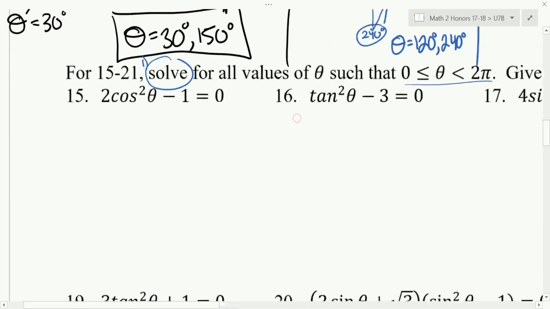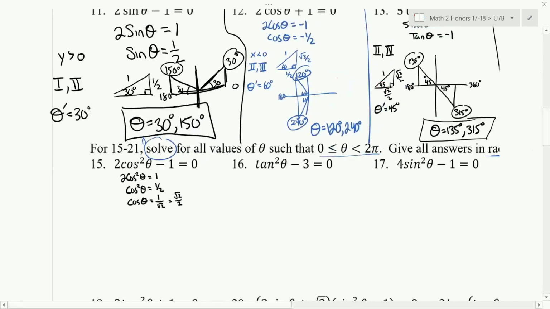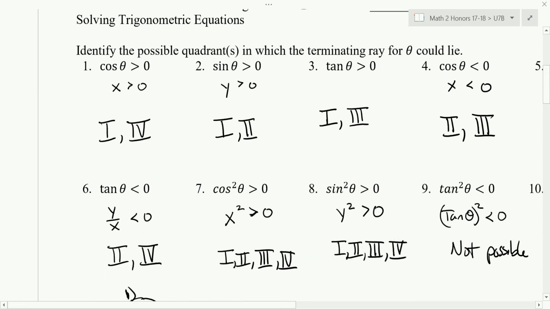Solve for cosine. Add 1, you get 2 cosine squared theta is 1. Divide by 2, cosine squared theta is 1/2. And we have to get rid of that squared, so you take the square root of both sides, and you get cosine theta is the square root of 1, which is 1, over the square root of 2. If you multiply top and bottom by root 2, you get root 2 over 2. So cosine is positive. And if we look back, we found that cosine is positive in number 1 in quadrant 1 and 4.